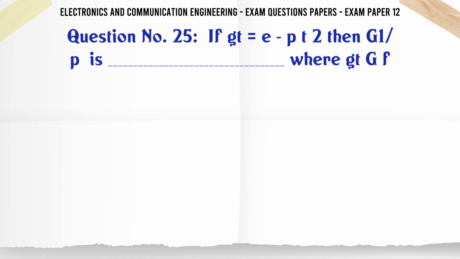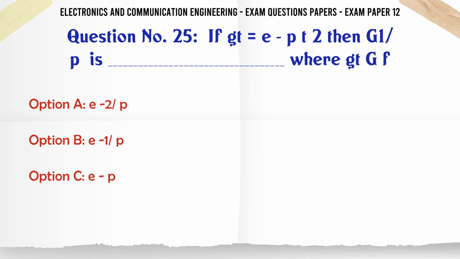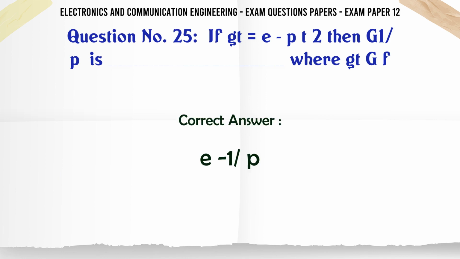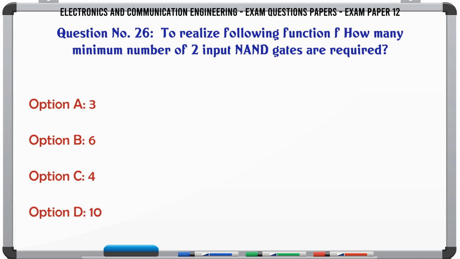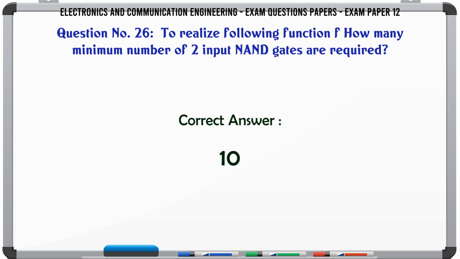If G(T) = T^2, then G(1) is, where G = T, G = F, A) E2P, B) E1P, C) EP, D) E2P. The correct answer is E1P. To realize the following function f, how many minimum number of 2-input NAND gates are required? A) 3, B) 6, C) 4, D) 10. The correct answer is 10.